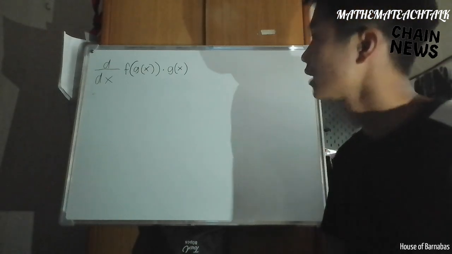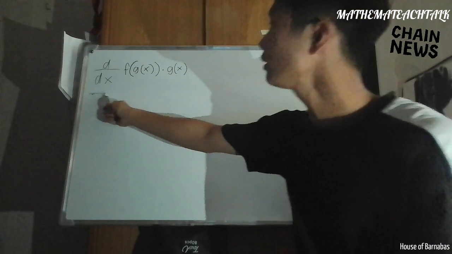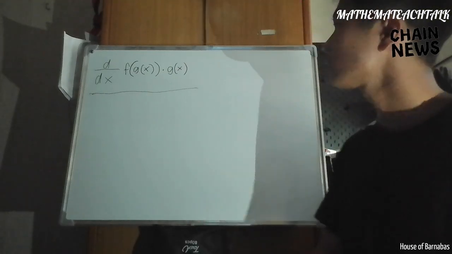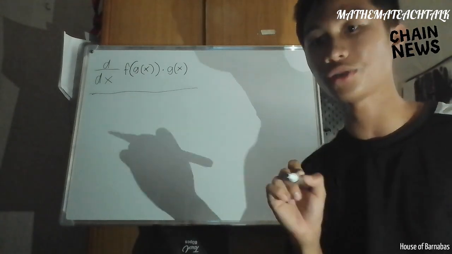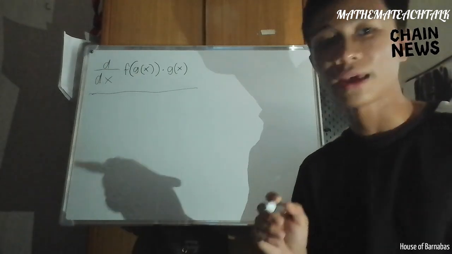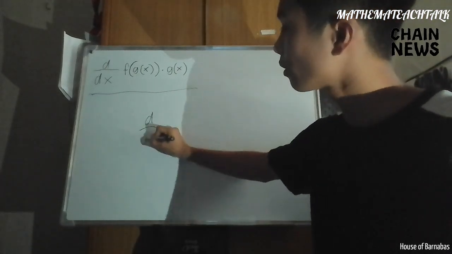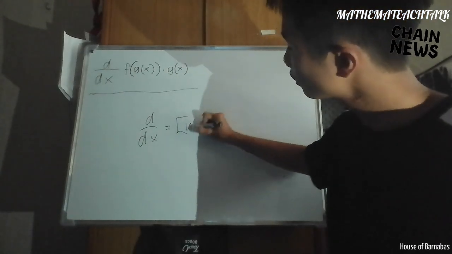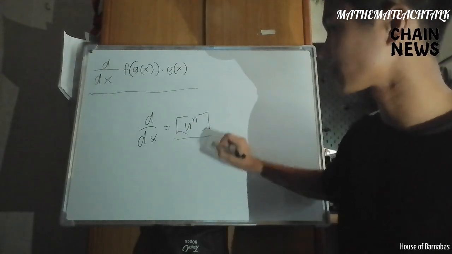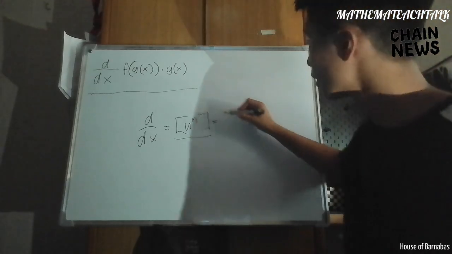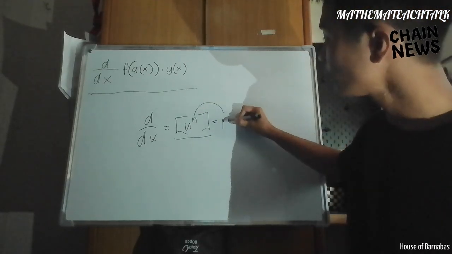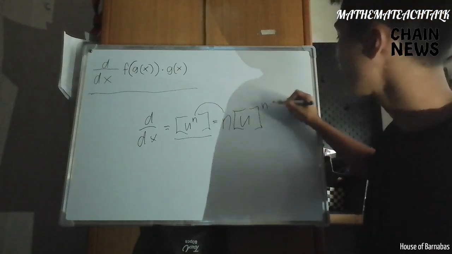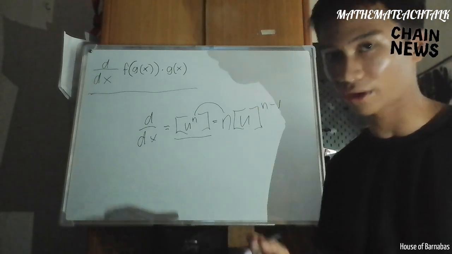Using the chain rule, now we have the formula here. But I have to teach you a simple formula that will help you, and that is the derivative with respect to x of u raised to n is equal to n times u raised to n minus 1. So let's proceed with the first example.